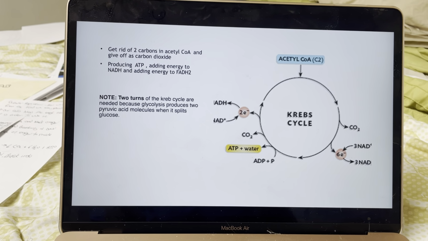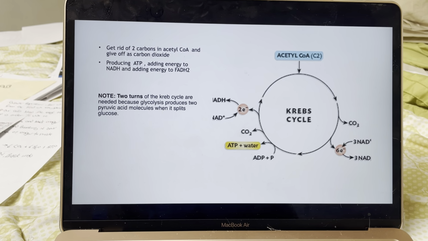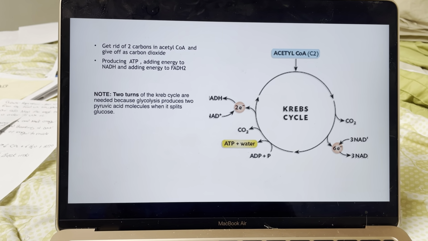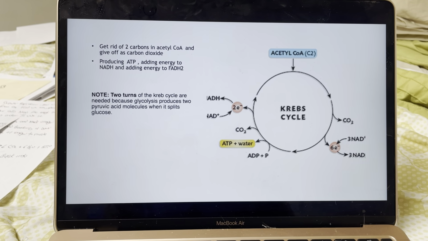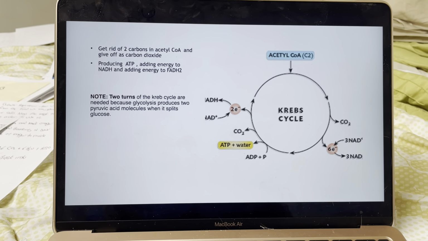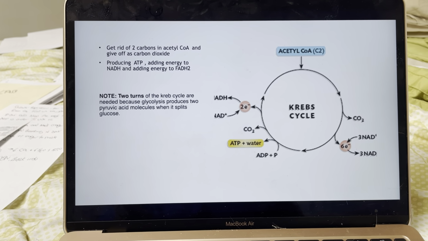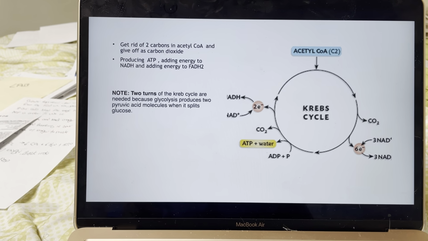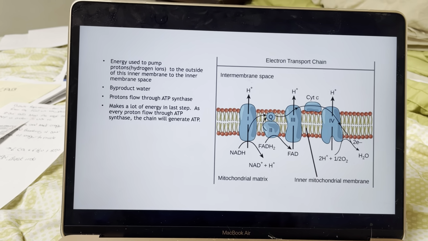So the Krebs cycle. What happens in the Krebs cycle is you get rid of 2 carbons in the acetyl coenzyme A, and it gives them off as carbon dioxide. It produces ATP, adding energy to NADH, and also adding energy to FADH2. And just note that for the Krebs cycle, it's going to be 2 turns, because in glycolysis we produce 2 pyruvic acid molecules when glucose splits.